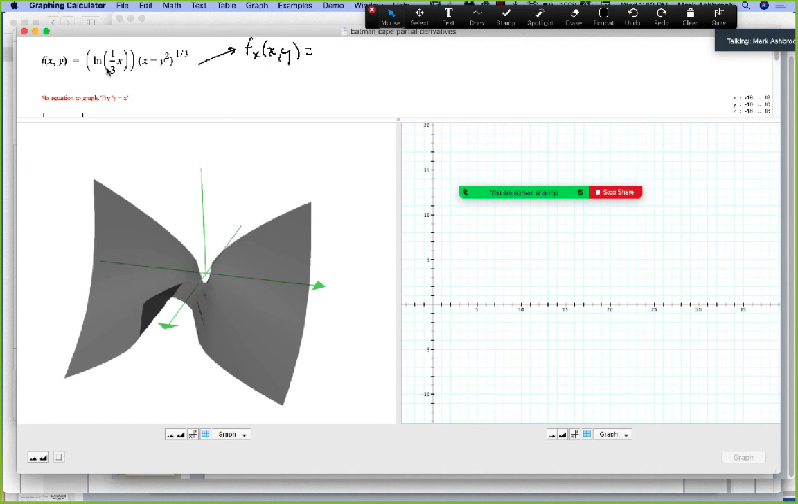Okay, so how are we going to take the derivative? We've got natural log, we've got a function of x here, and another function of x here. What does that mean for our derivative? What do we have to use to do this? Use the product rule. Product rule, right? So here we go.